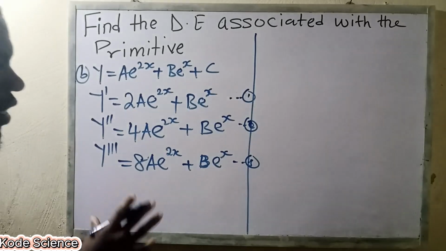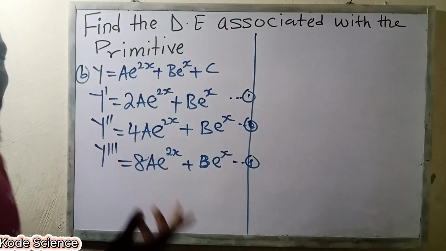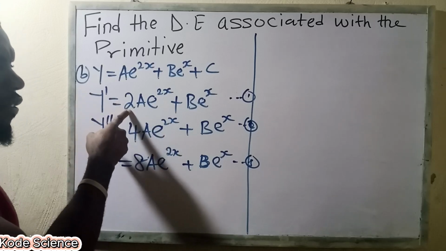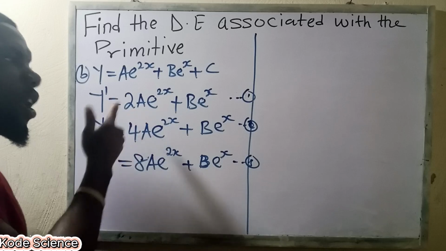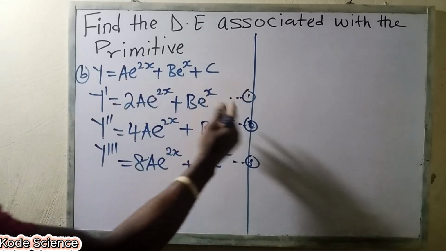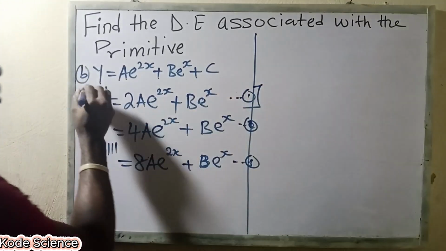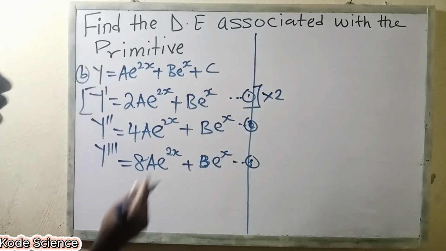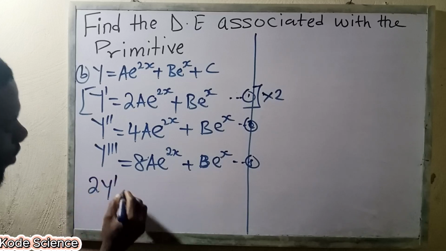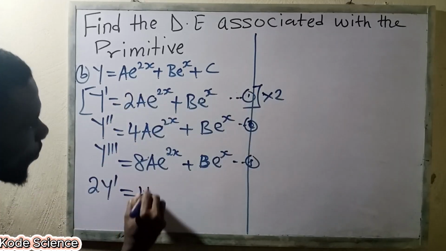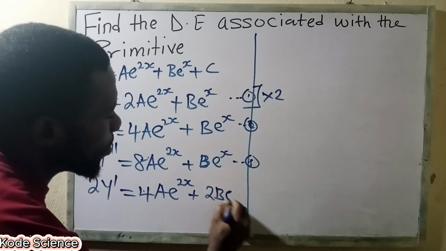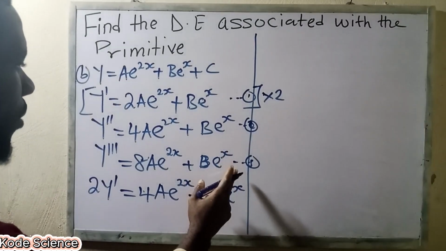All we need to do now is multiply equation one by 2. When you multiply equation 1 by 2, you find that 2a e^(2x) will become 4a e^(2x). Then we're going to be able to take those exponentials out. So let's multiply this particular equation 1 by 2. When we multiply by 2, we have 2y prime equals 2 times 2, 4a e^(2x) plus 2b e^x.